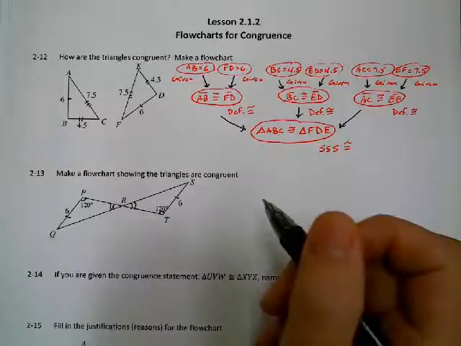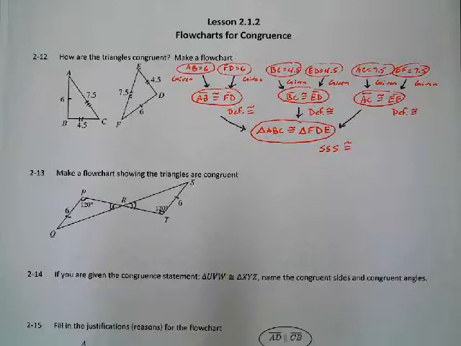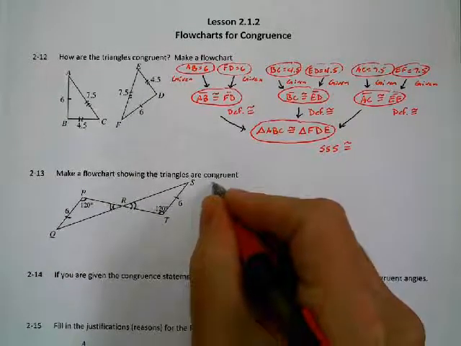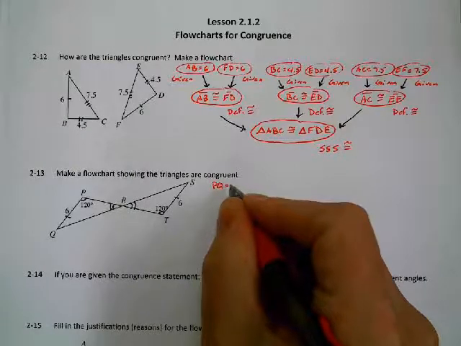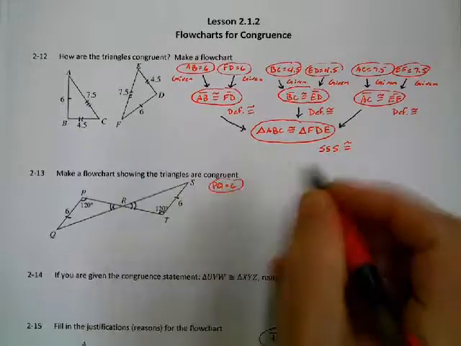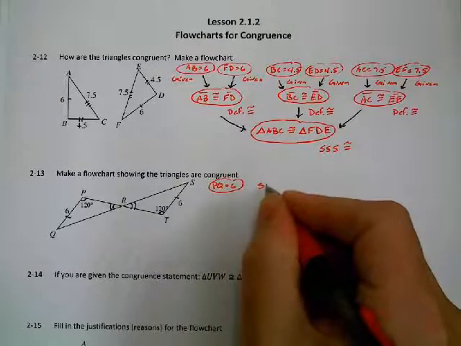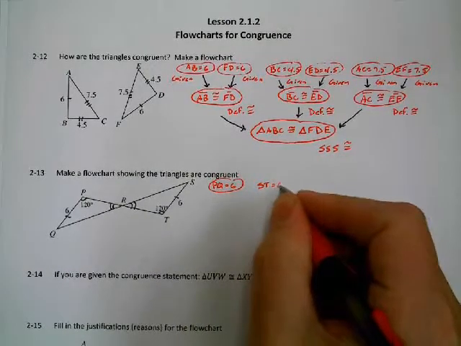All right, so now we're ready to do this one. We're going to start and say that PQ is a measurement of 6, and ST is a measurement of 6. And it's going to be given.